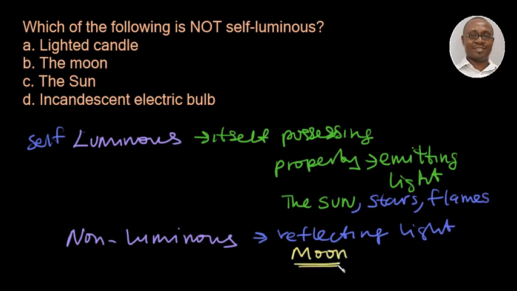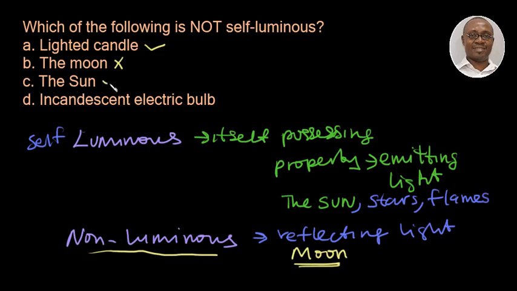Okay? Good. So let us take a look at the answer options to know which of these is not self-luminous. A. A candlelight is a self-luminous object. B. The moon is not a self-luminous object. In fact, it is a typical example of a non-luminous object. Okay, let us check the other options before we conclude on this.